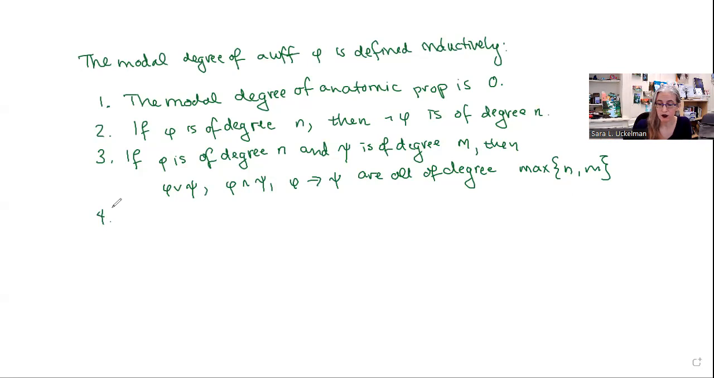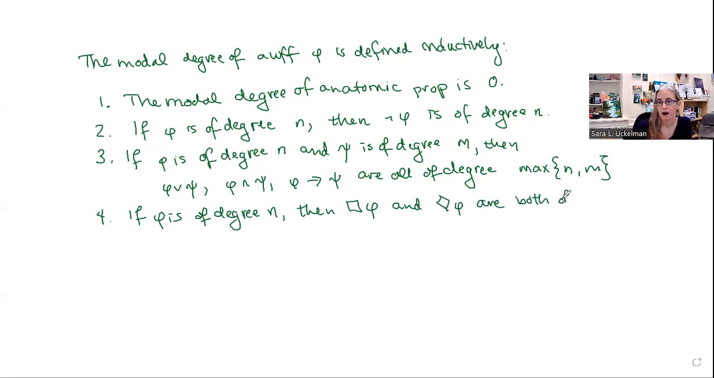So then, of course, we get to the interesting one, which is that if phi is of degree n, then box phi and diamond phi are both of degree n plus 1. So that's where we get our modal degree being added. So what we have here is a way of taking a formula and unwrapping it or rewrapping it. There are many different ways that you can go about calculating it, but it's always going to be on the basis of where the modal operators get added.